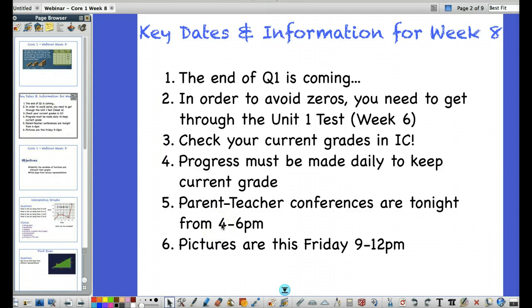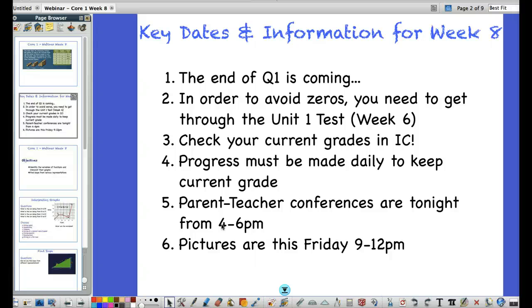So we already went through a couple of these things with you guys, but as you know, like we said, quarter one is coming and you don't want to get zeros. So make sure you get all the way through the unit 1 test. That's in week 6. So there's a mid-unit test in week 4, and then there's the final test in week 6. So you guys do what you can. And the nice thing is that week 6 really doesn't have that much information, and week 4 doesn't either, just because those are test weeks. So those should be really fast to get through. So you guys can do it. Just work hard. If you make progress every day, you'll be able to do it.